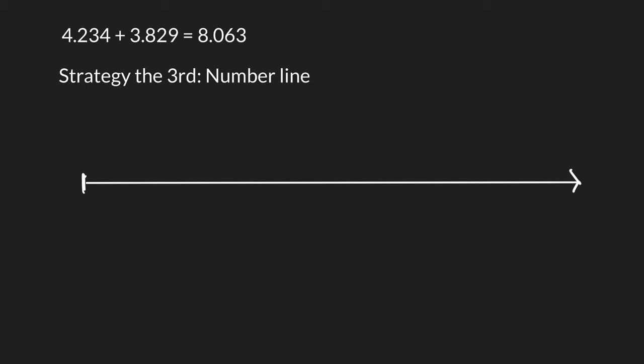Okay, so let's walk through this one slowly. It's fairly easy, but it can get confusing pretty quickly. We're going to start off at our line, and that is going to be 4.234. And what we're going to do is keep jumping, but we're going to add place value by place value. So the first place value that we're going to add is 3. So the number line is going to jump forward because we're adding 3. Let's make that a little longer.